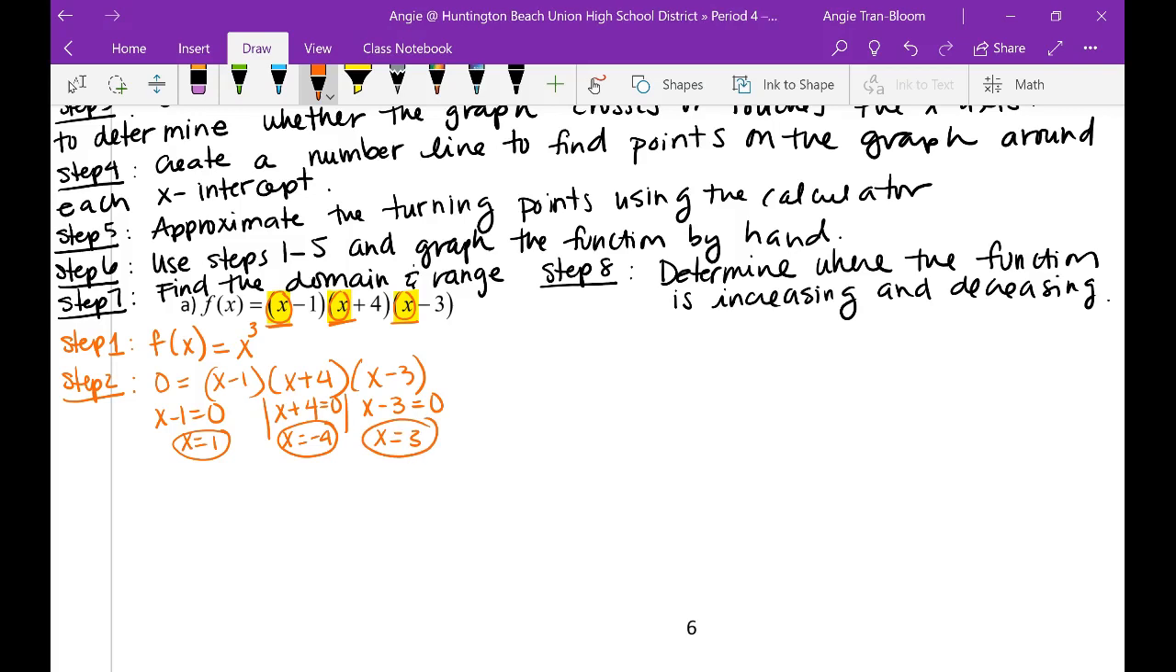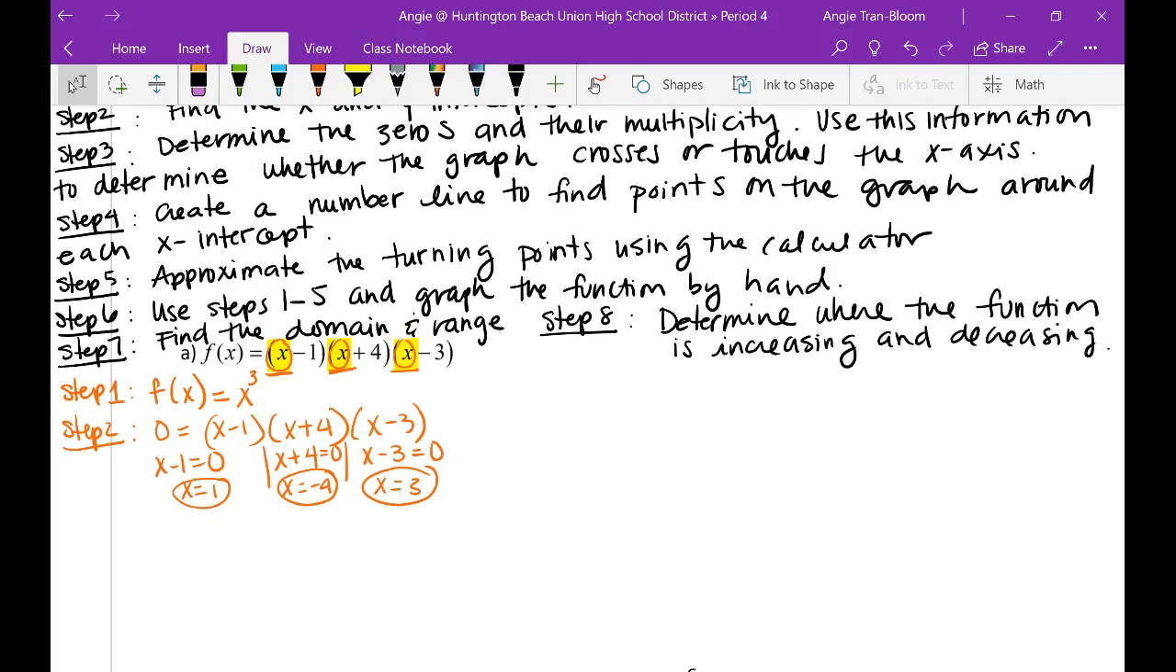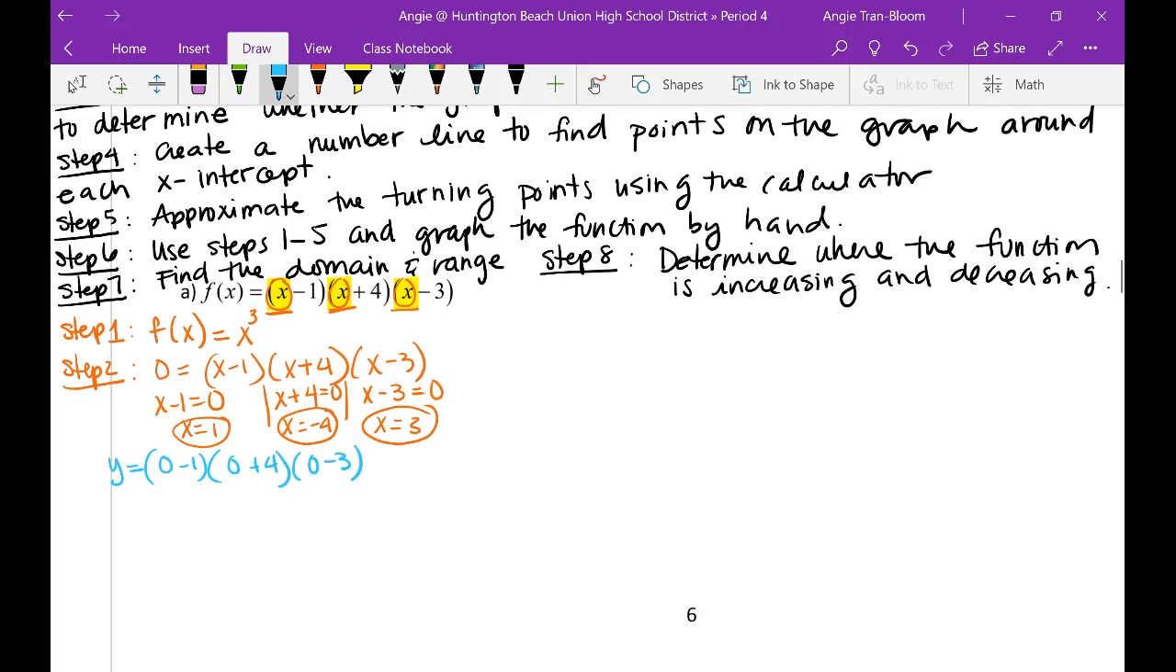You can leave them just the way they are, or you can write them as ordered pairs. Let me find the y-intercept, and then we can put them together, because it just said find the x- and y-intercepts. The y-intercept is when x is 0. So y equals 0 minus 1 times 0 plus 4 times 0 minus 3. Well, 0 minus anything or plus anything is itself, so what we have left gives me a positive 12.